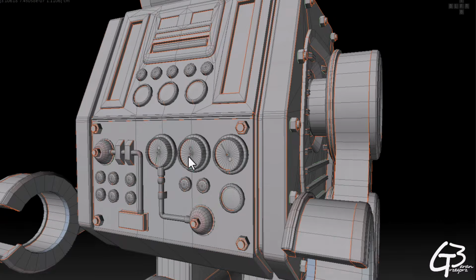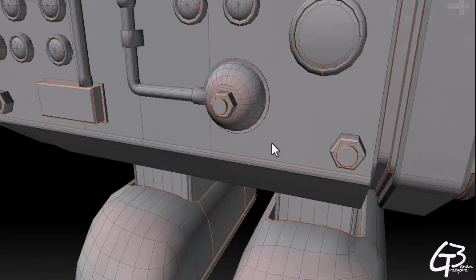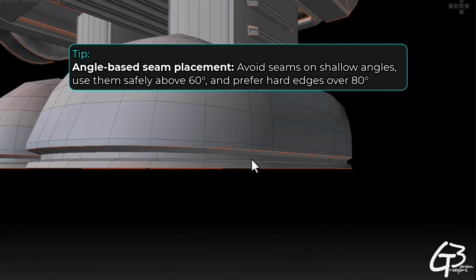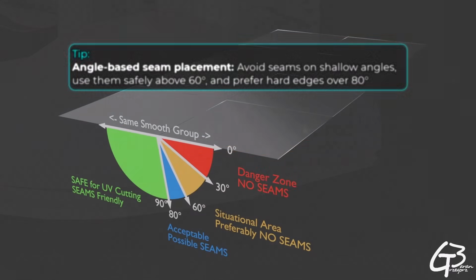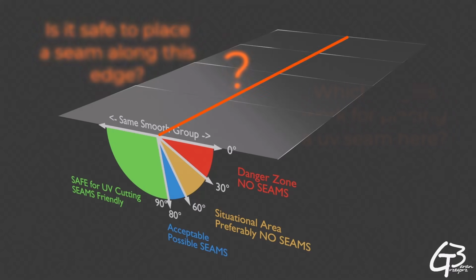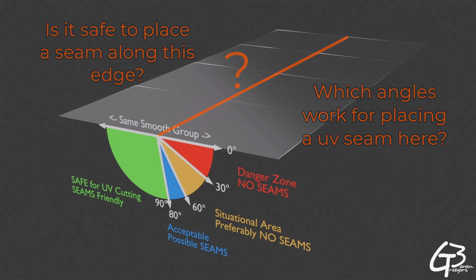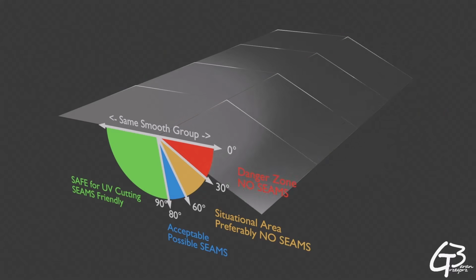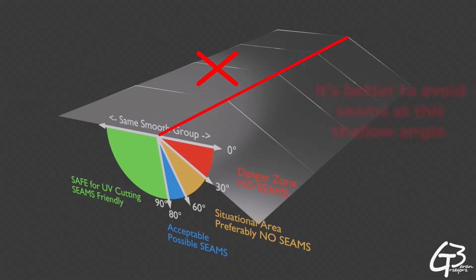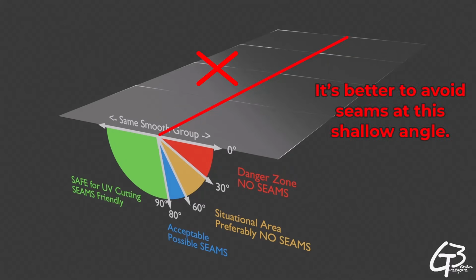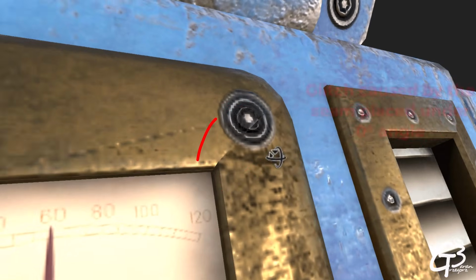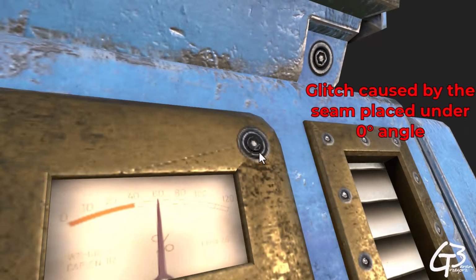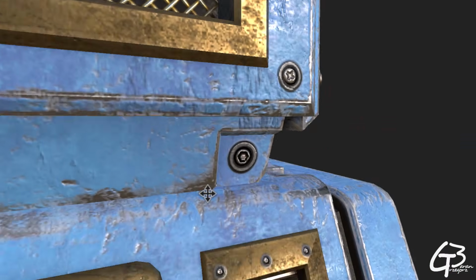The next core principle is angle-based seam placement. Technically, we can place a seam at any angle, but in practice, some angles are riskier than others, and knowing where to cut can make or break our shading. 0 to 30 degrees is the danger zone. These shallow angles usually represent smooth, continuous surfaces. Cutting here can introduce unwanted shading breaks and disrupt the visual flow of your model. Unless we have a very specific reason to cut here, we should avoid seams in this range.